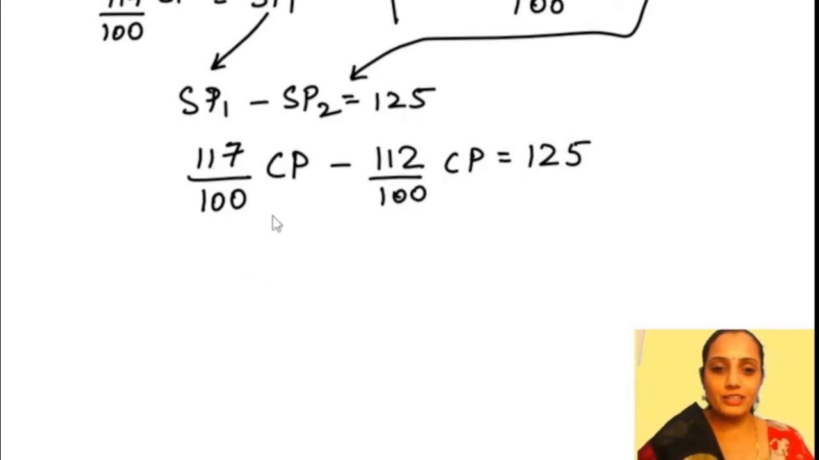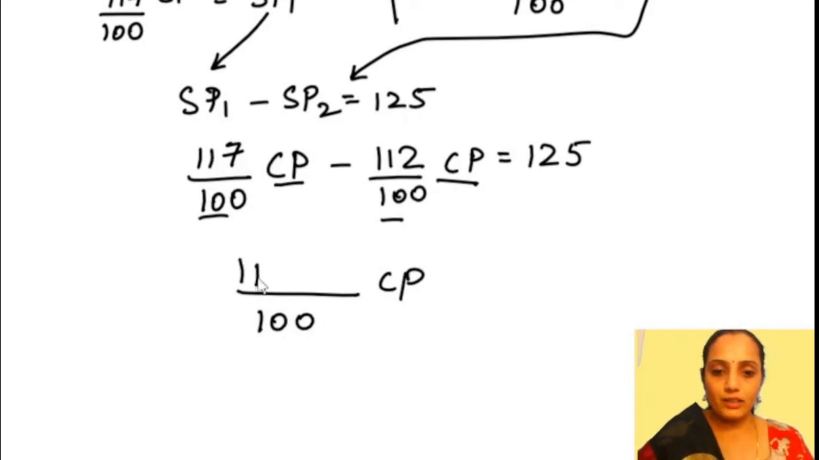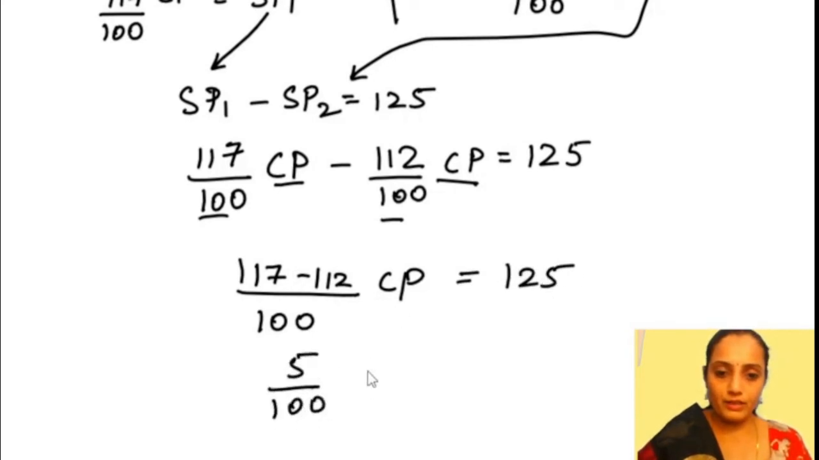Okay, 117. Now we have CP and CP. These two are the like terms, and it also has the same denominator. So no worry at all. We can simply subtract them. 117 minus 112 is equal to 125. So here we get 5 by 100 CP is equal to 125.